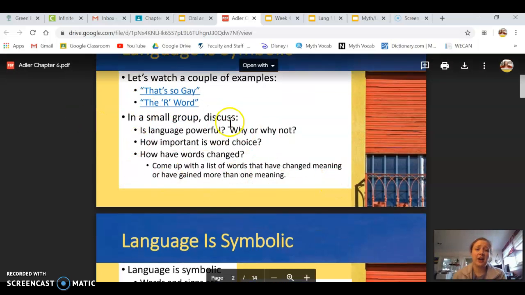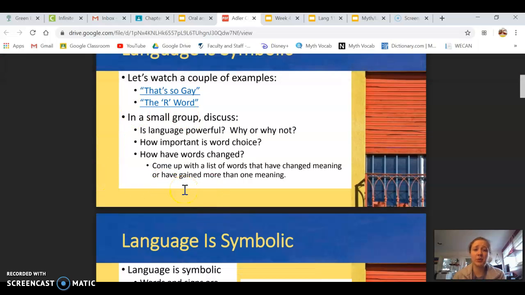A lot of questions asked, and obviously you can't get into small groups, but think about these questions. Is language powerful? Why or why not? How important is word choice? How have words changed? Come up with a list of words that have changed meaning or gained more than one meaning.